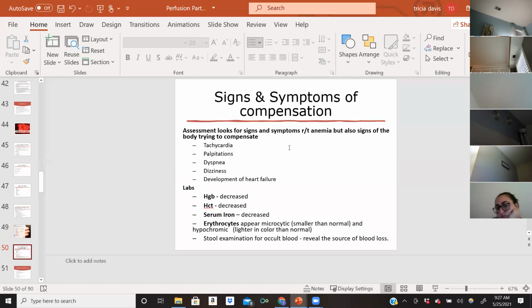So signs and symptoms of compensation. These are the mechanisms that our body is going to do to fix the problem. We're always going to look at signs and symptoms, but we're also going to look at those signs and symptoms of the body trying to compensate. So the heart increasing, so tachycardia, palpitations, dyspnea, dizziness, and then if left untreated, we're going to see the development of heart failure.